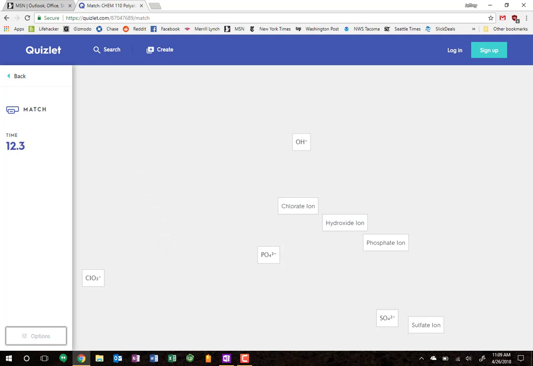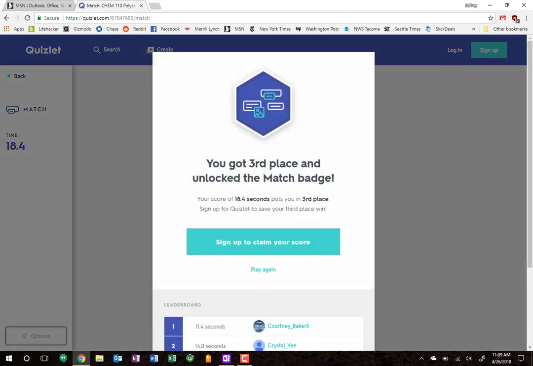Sulfate ion is right here. Phosphate ion is right there. Hydroxide ion is right here. That means chlorate's left over, and I'm going to pair that up. So I'm only third place right now. But you can do this as just kind of a personal quiz.